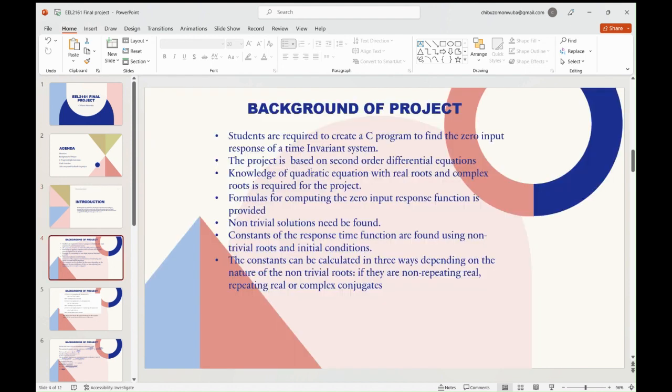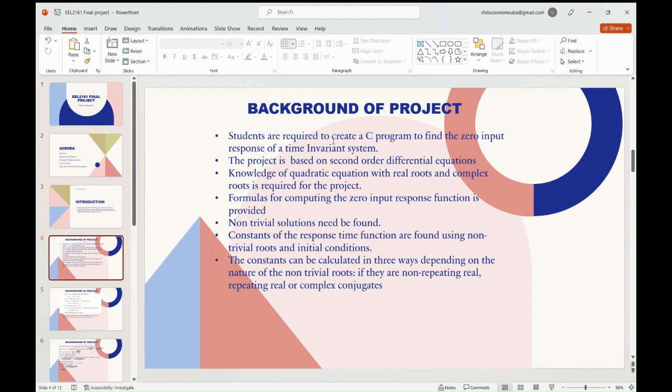The background of the project was that students were required to create a C program to find the zero input response of a time invariant system. It was based on second order differential equations. Knowledge of quadratic equations with real roots and complex roots is required for the project. The formula for computing zero input response time was provided. Non-trivial solutions need to be found. Constants of the response time are found using the non-trivial roots and initial conditions.